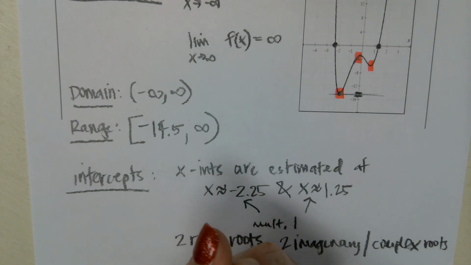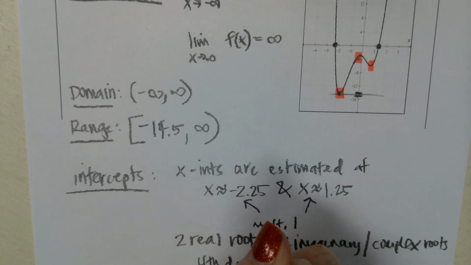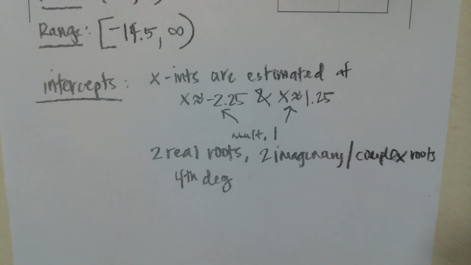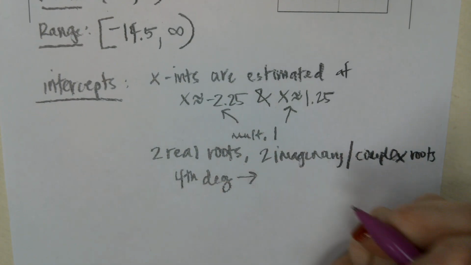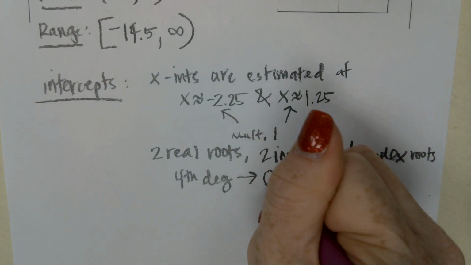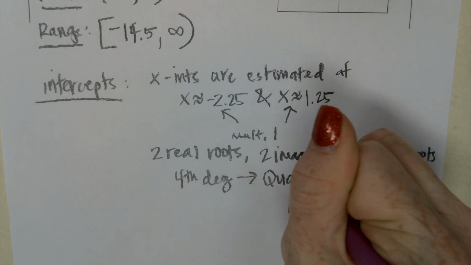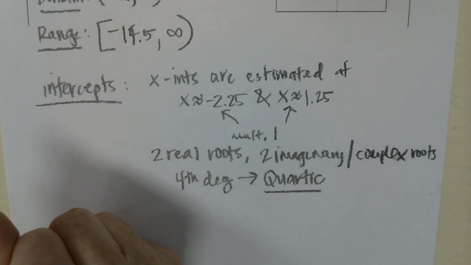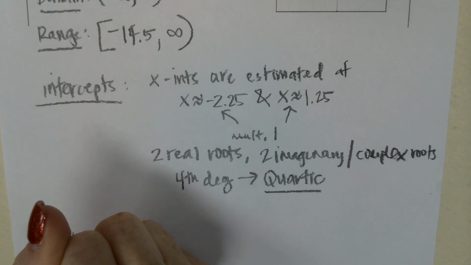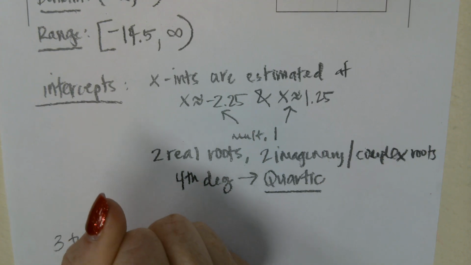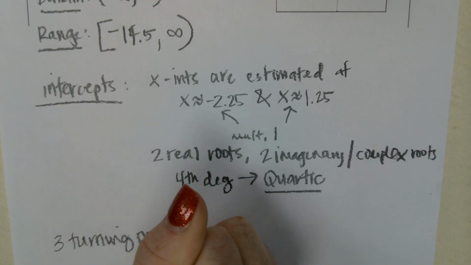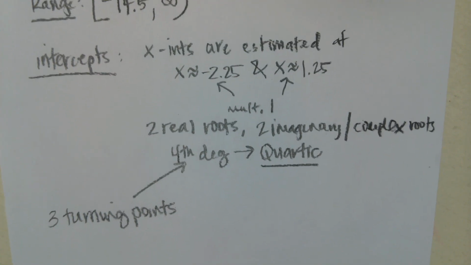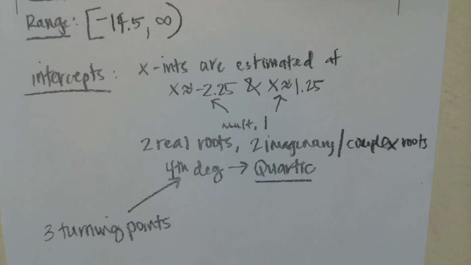Okay, now we have already said that this is a 4th degree polynomial. It's a 4th degree polynomial, and that has a special name of a quartic. I'm going to make a note right here that there are 3 turning points. And I'm going to draw an arrow to that 4th degree just because those are connected.